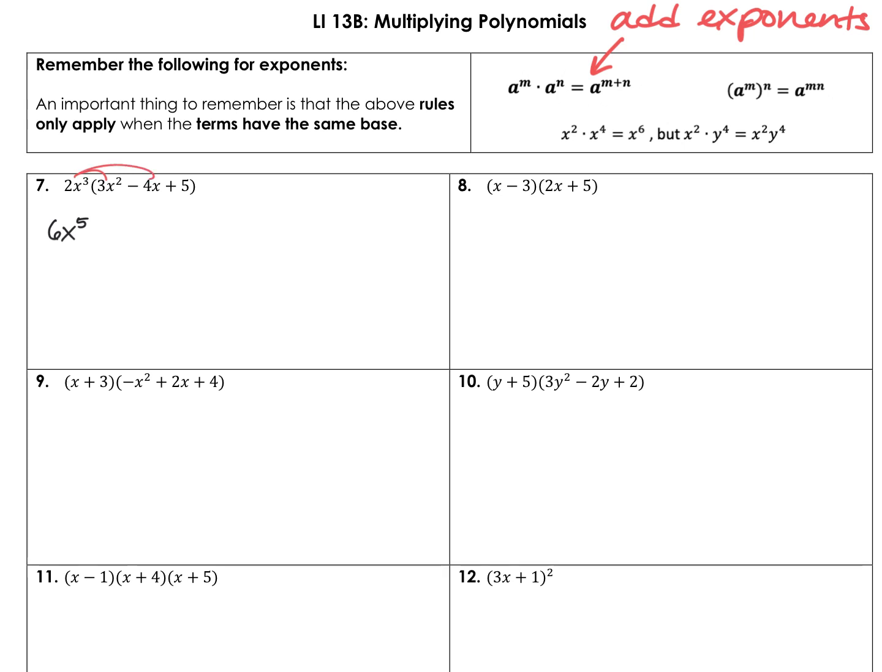So you continue on your way, 2 times -4, -8, and then add your exponents. The 4x, the x has a 1 on it. So when you're adding, it becomes 3 plus 1, x to the 4th. And your last guy, 2 times 5 is obviously 10. And you cannot add any exponents here, but you do still have the x to the 3rd out in front, so you do have to have him attached to the 10.